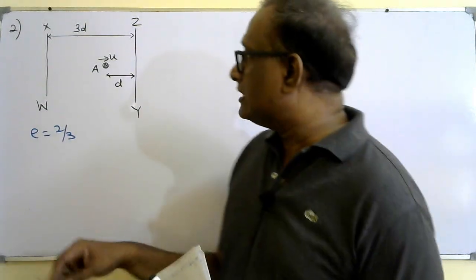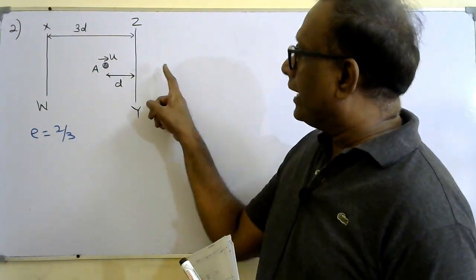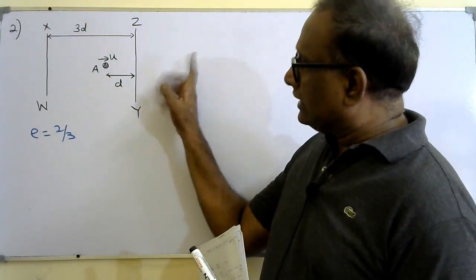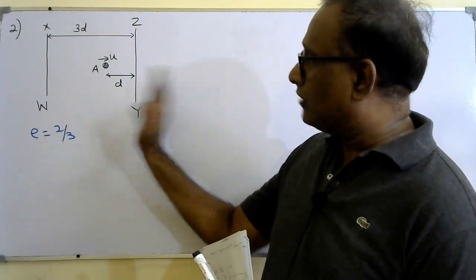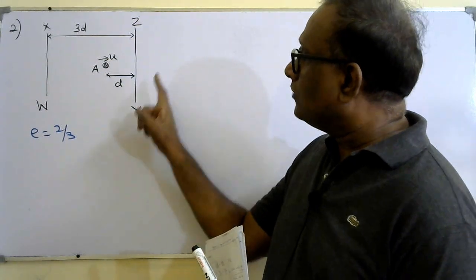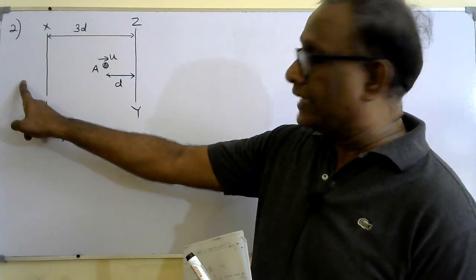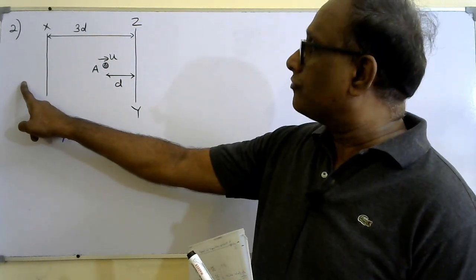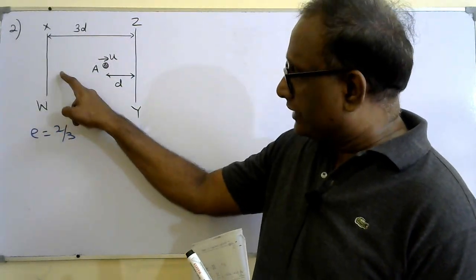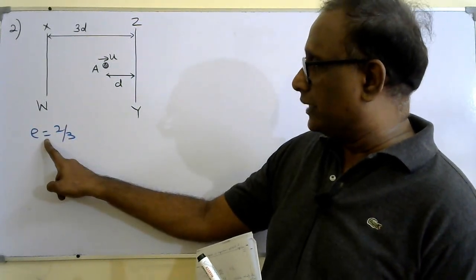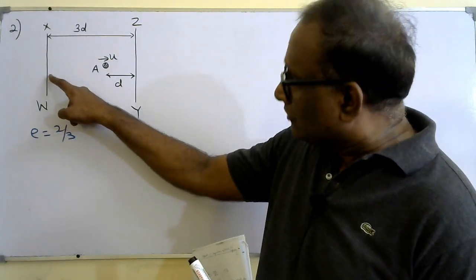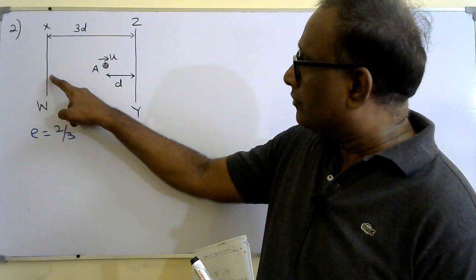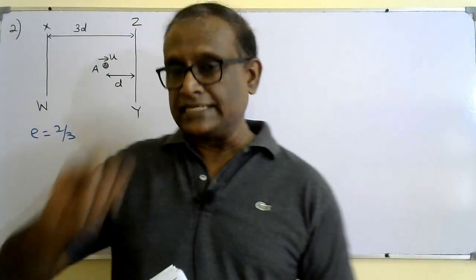There are 3 sets of motion. The first set is from A to YZ. Then after collision, it's bouncing off; we'll find the speed at which it bounces off. With that speed, it will travel from YZ to WX. Then it's going to bounce off again. The coefficient of restitution is 2 by 3, so we can calculate the speed after collision. Then with that speed it will move from here to A. So there are 3 sets of motion.